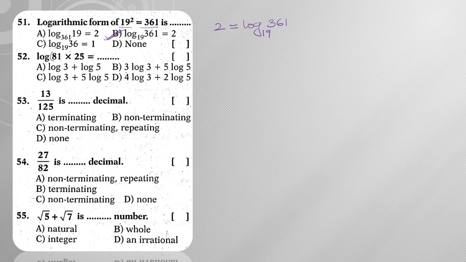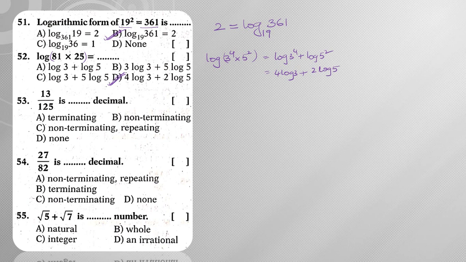Next, log of 81 into 25. So logarithm of 81, so 81 I can write as 3 power 4 into 25 I can write as 5 square. Now using log of x into y, I can write log of 3 power 4 plus log of 5 square. Again using the power rule, I can write 4 log 3 plus 2 log 5. 4 log 3 plus 2 log 5, option D will be my answer.